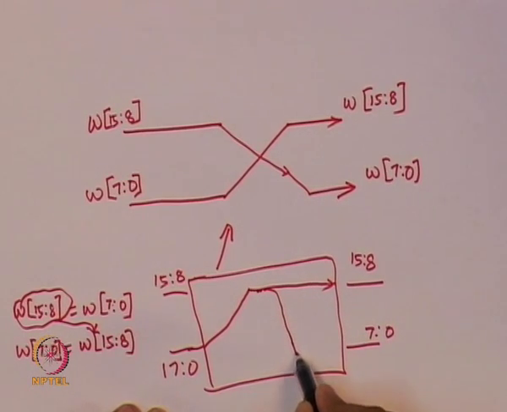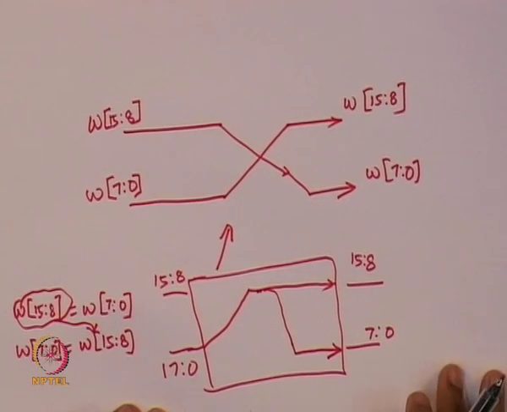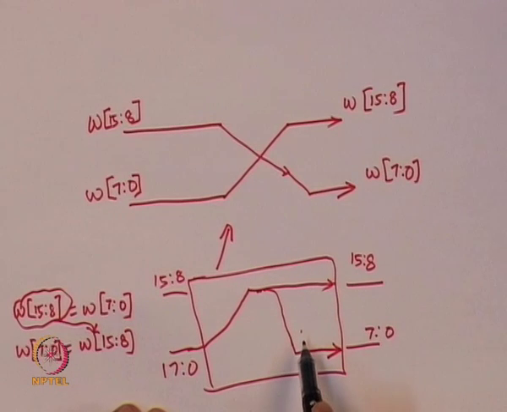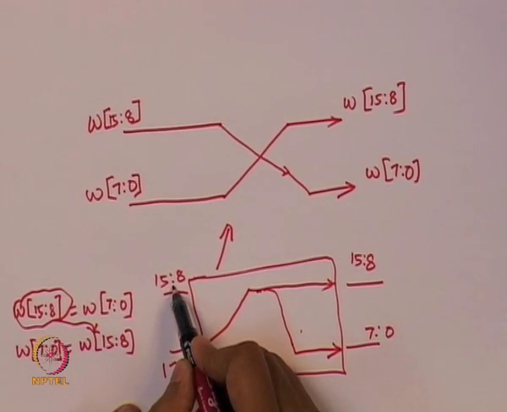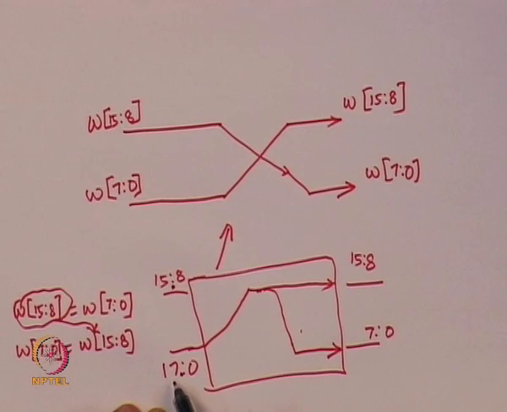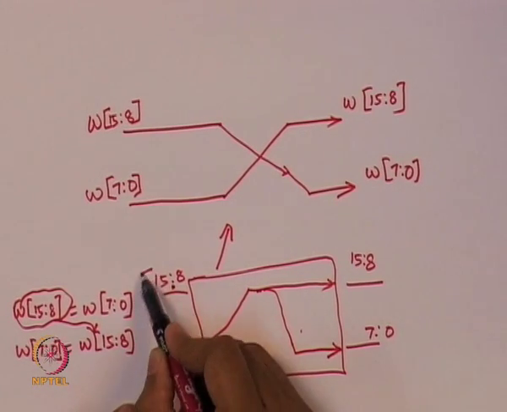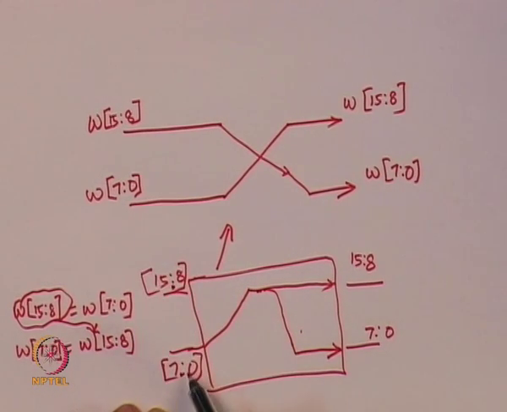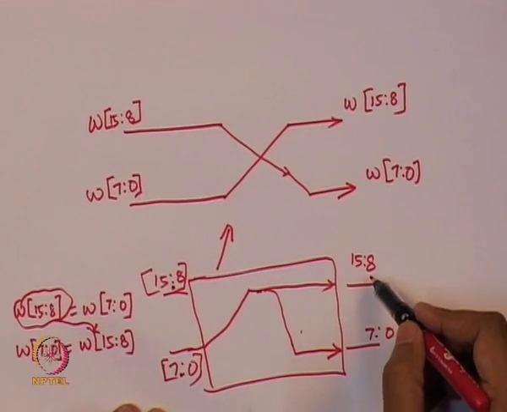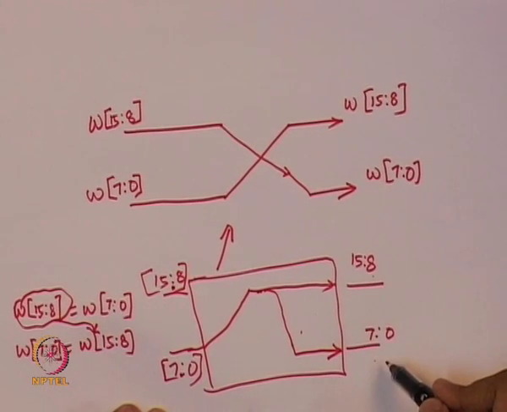It takes this value and gives it to 7:0. So, what this has essentially done is, it is not swapping 15 colon 8 and 7 colon 0. It did not do that. Instead, the 7 colon 0 is copied on both the halves of the buses.